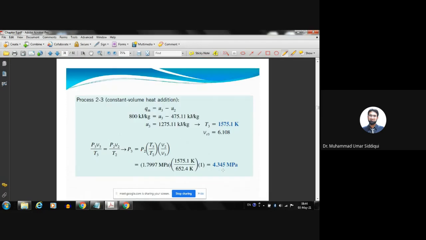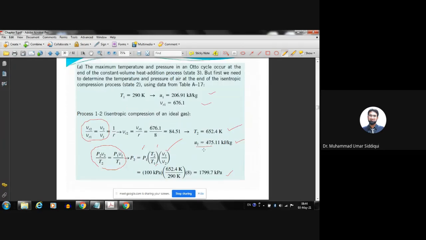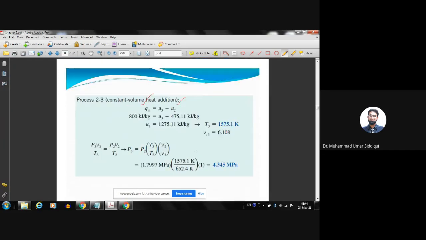The next thing is heat addition. Heat addition Qin is equal to U3 minus U2. So Qin is already given. U2 you already know, we already determined U2 in the last step. So we're going to use these two things to determine U3. And then once you have U3, corresponding to U3, you can determine what is T3 and VR3.